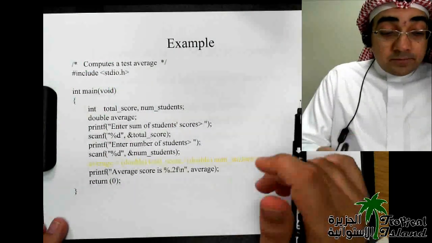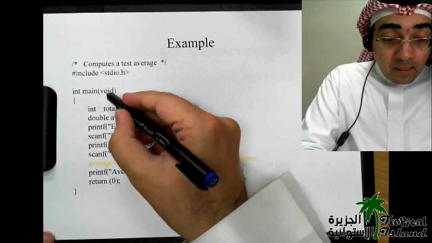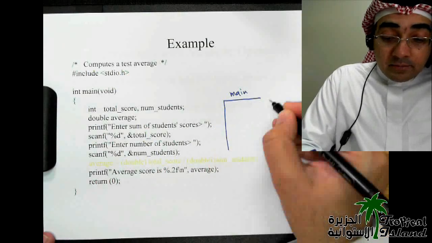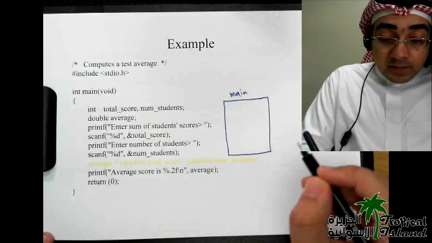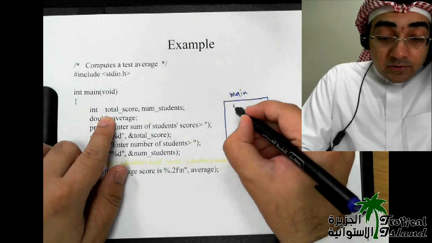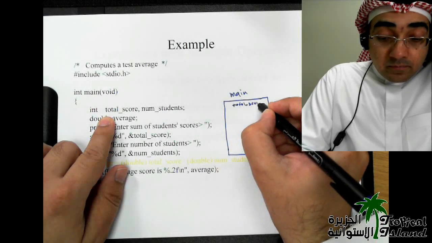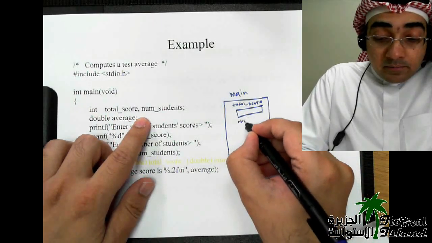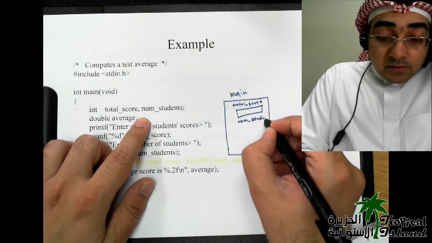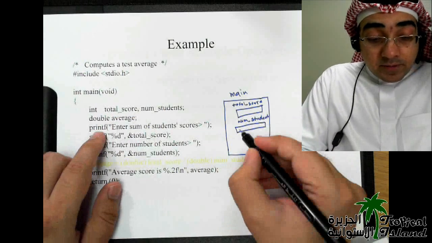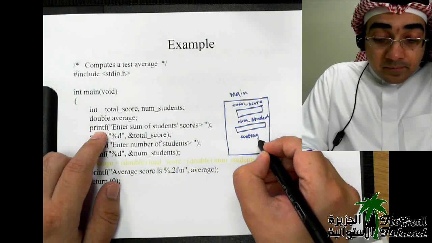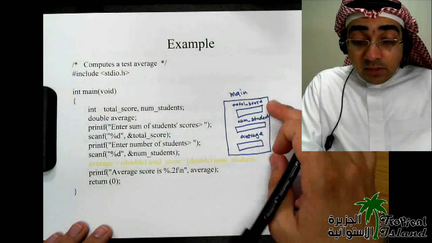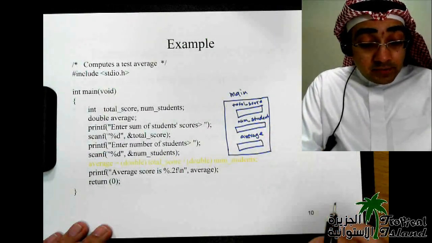So what happens over here? Let's take it in detail. So this is my main program, and this is my main. Whenever I run this program, I'll have a main and I'll have memory allocated to my main. Inside this memory I'm declaring total score, and it has a location to store the variable, and num students, and I have a variable for that, and I have an average, and I have a location to store the average. Okay, so this is an integer, and a double. So the integer takes 4, and a double is 8 bytes.